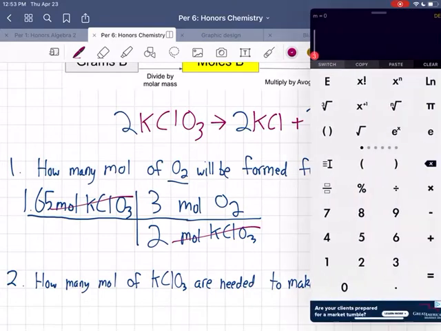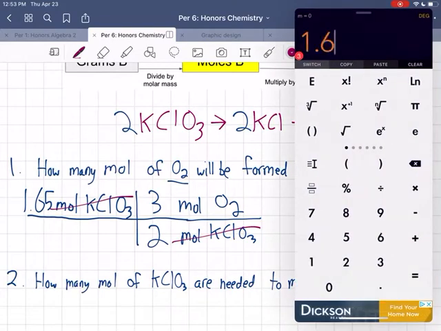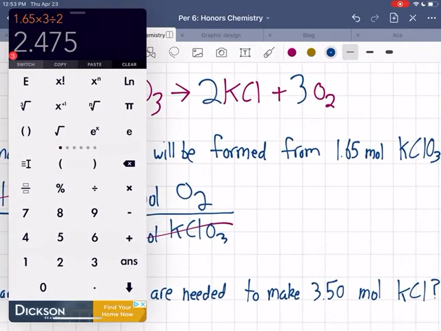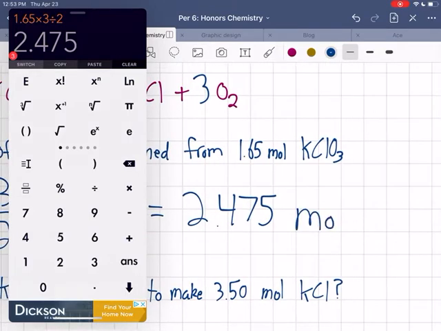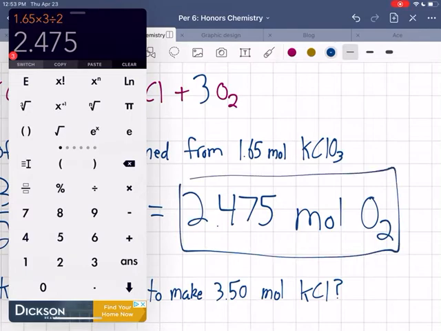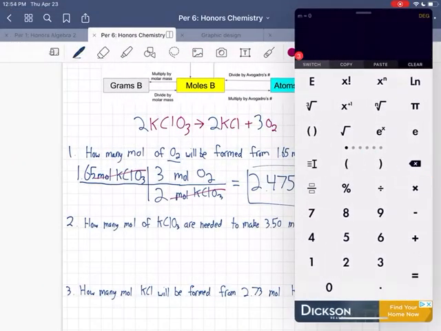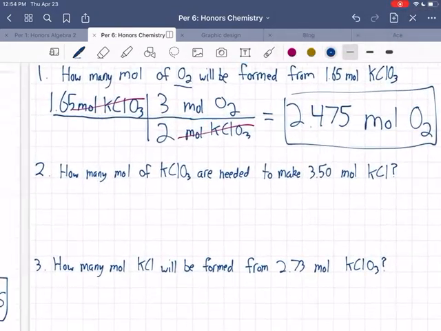We pull out the calculator. 1.65 times 3 divided by 2, and that's going to equal 2.475 moles of oxygen. Okay, that was our first problem that we've ever done. That was converting from moles of one thing to moles of another thing. Let's look at number 2.